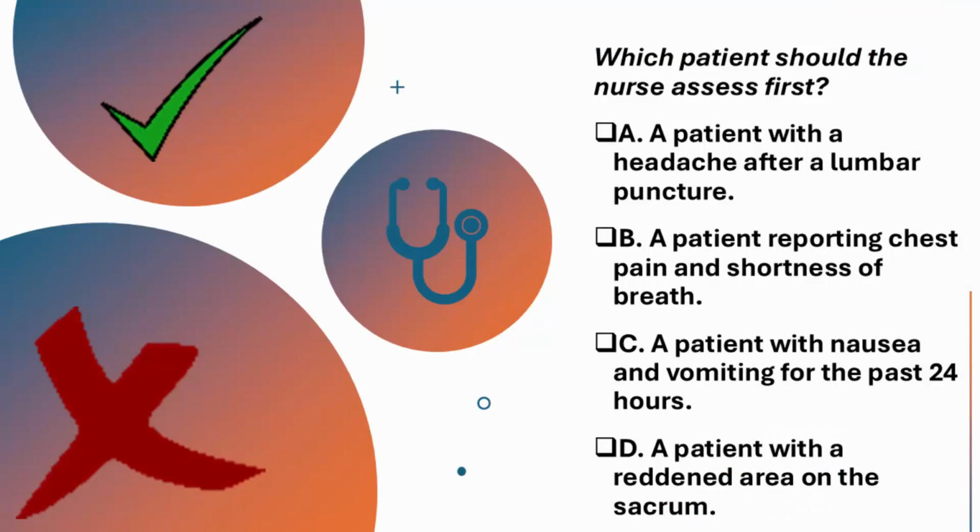Let's see another example showing Maslow's hierarchy of needs and also the ABC principle. Which patient should the nurse assess first? A. A patient with a headache after a lumbar puncture. B. A patient reporting chest pain and shortness of breath. C. A patient with nausea and vomiting for the past 24 hours. D. A patient with a reddened area on the sacrum.